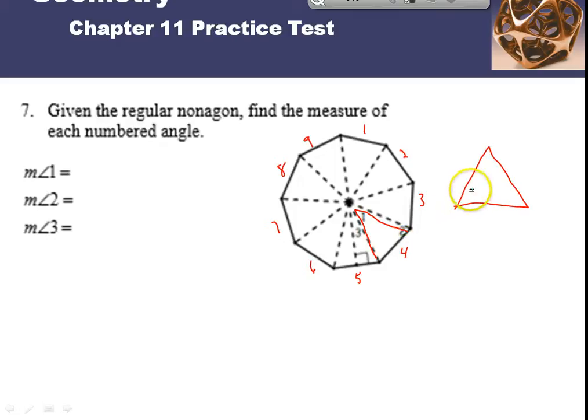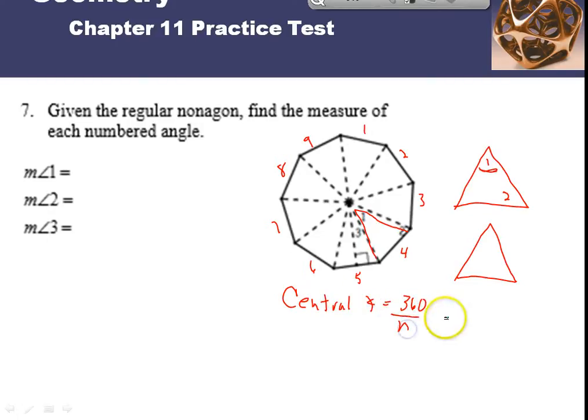And we need to find angle 1 and angle 2. So here's angle 1 and here's angle 2. And I'm just going to redraw it down here for a little clarity. So to find angle 1, well, that's a central angle. And remember, the central angle formula is 360 divided by n, where n is the number of sides. So that would be 360 divided by 9, which is 40. So I know that angle 1 right there should be 40. So angle 1 is 40 degrees.